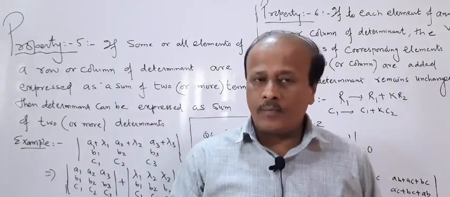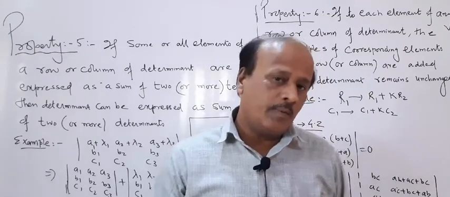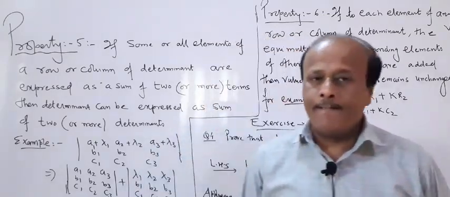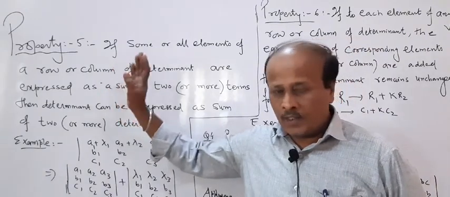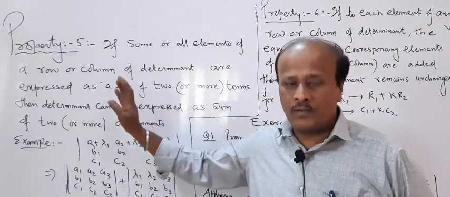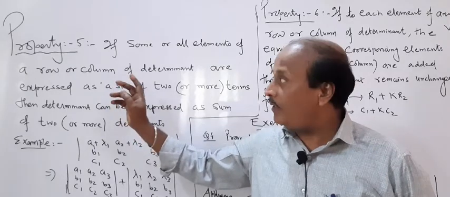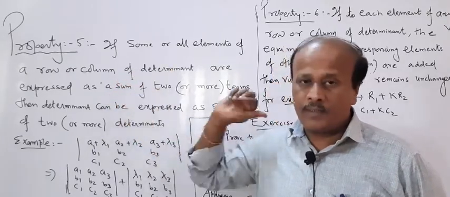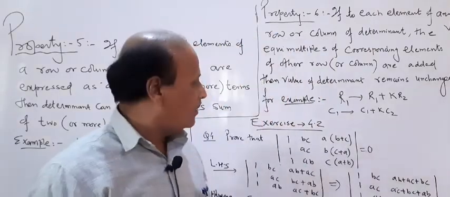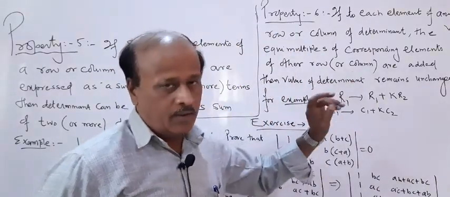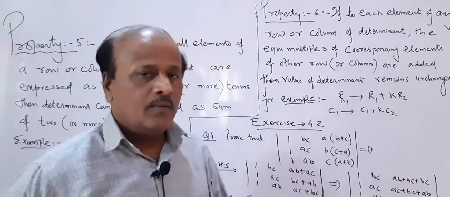After completing property 4, the last two properties are very important. Up to 4 properties, while understanding or while using them, it was slightly simple. But property number 5 and 6 are very important. Most of the questions of the coming exercise depend on these two properties. So we are going to understand them properly.